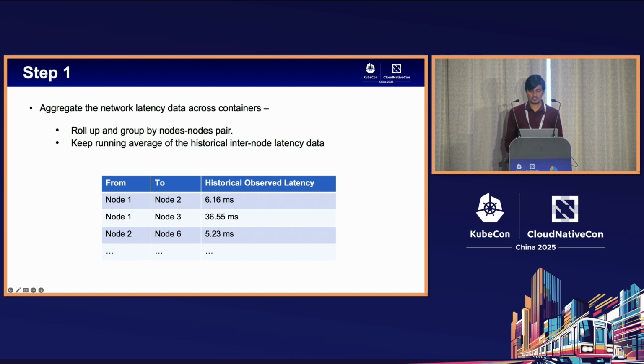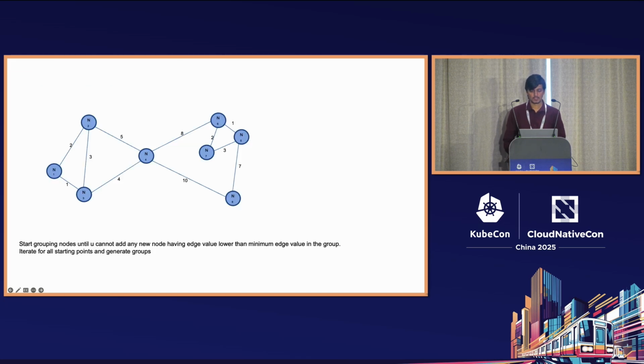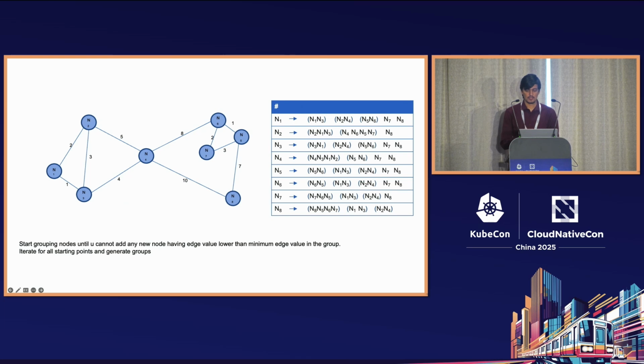And once we have this, we are now in a position to group the nodes. So it effectively becomes a graph problem where you need to group the nodes with the least internal edge weights, where an edge represents the network latencies. And obviously there are several possible solutions, like one where you just try out all the possible group sets from each starting node and select the best one, which has the least internal and highest external weights.